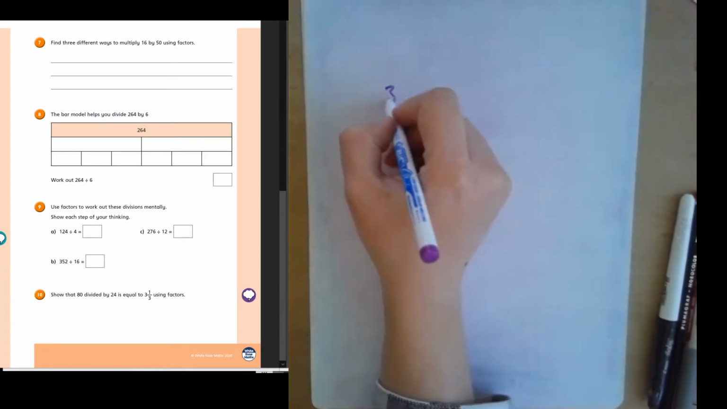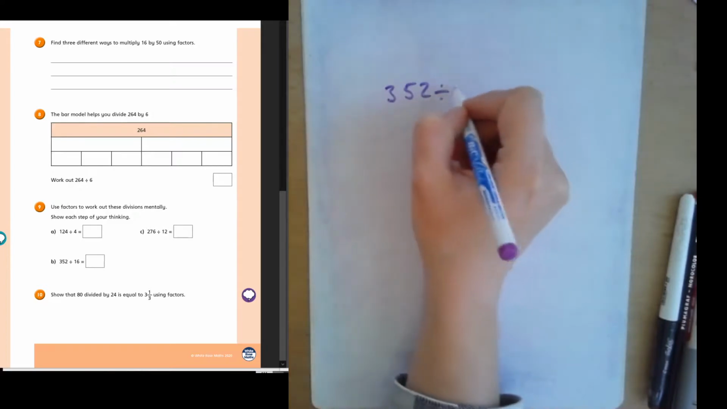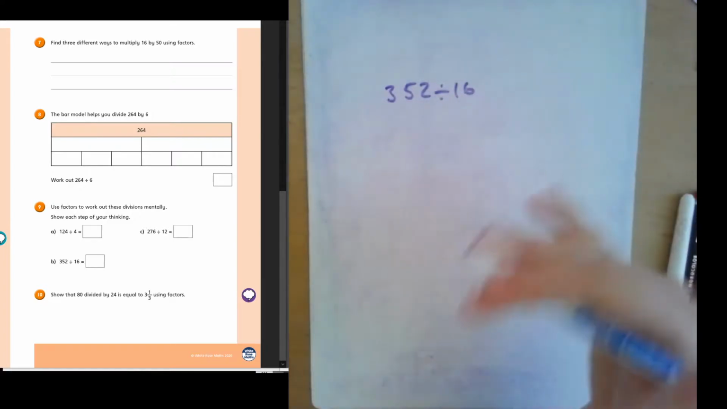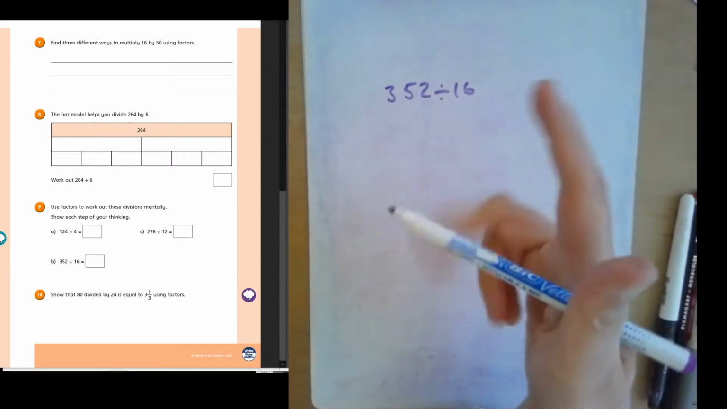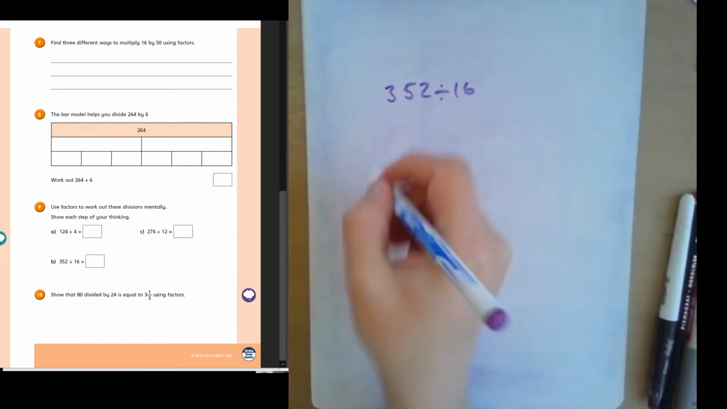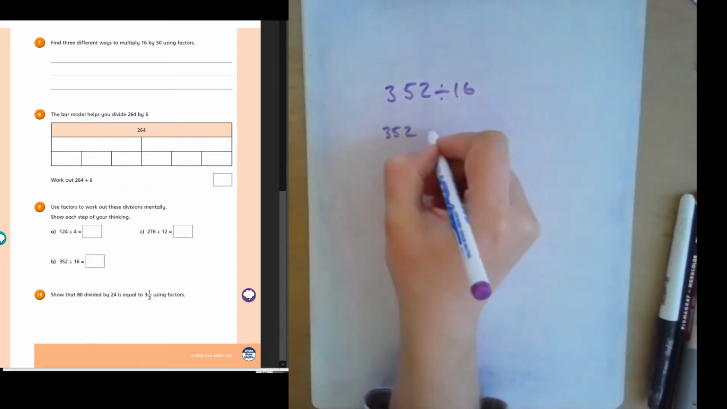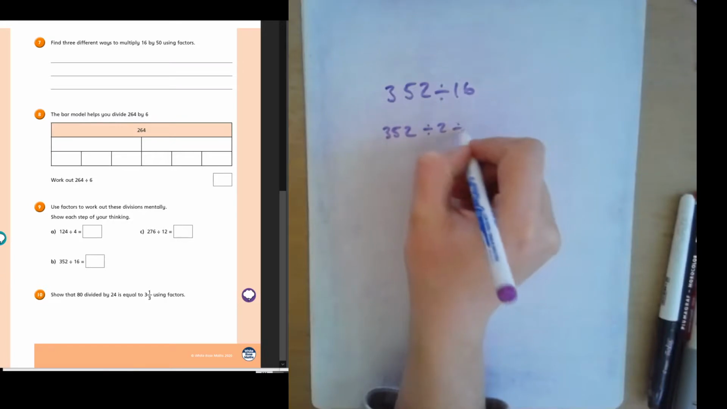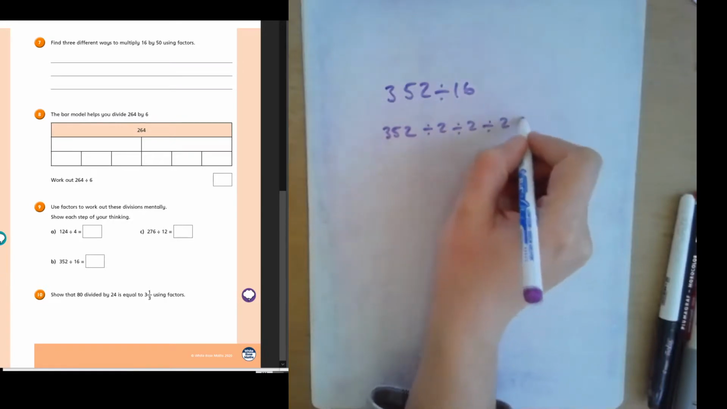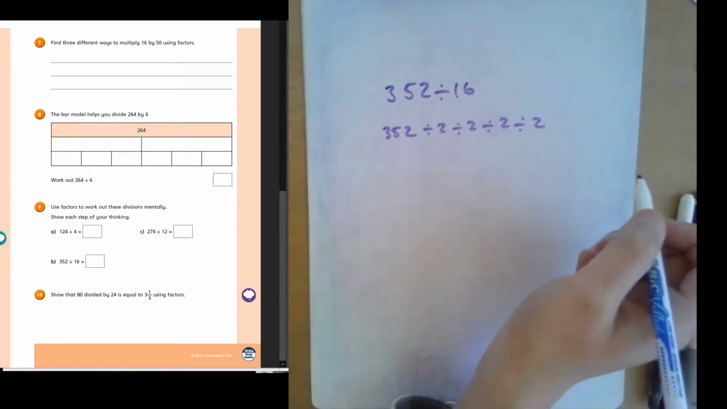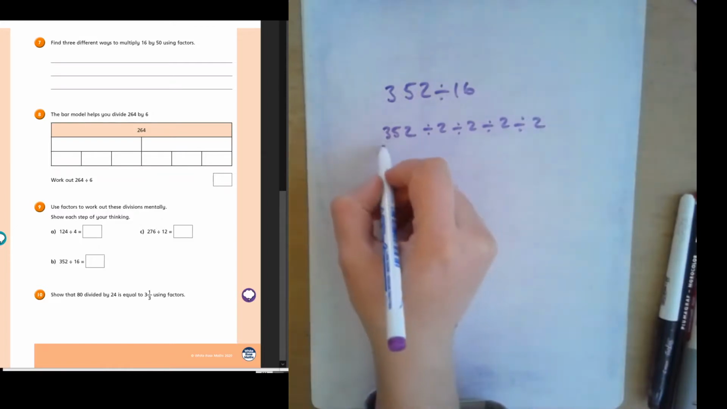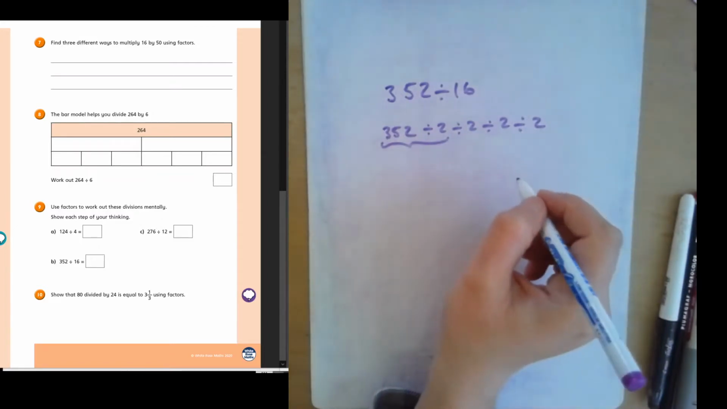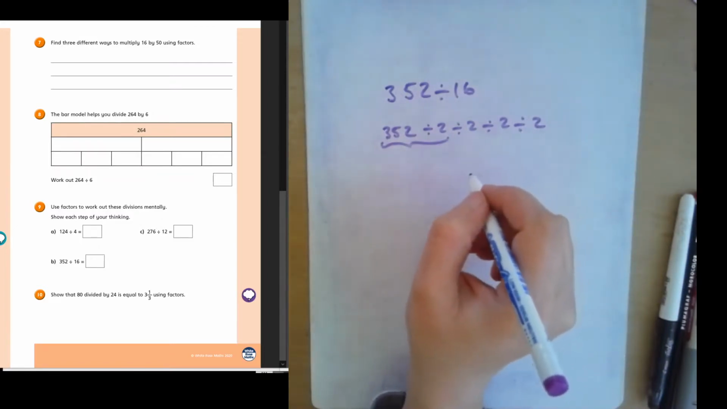And then you have 352 divided by 16. Okay, so 16 is just 2 times 2 times 2 times 2. So it's just 4 lots of 2. So you've got 352 divided by 2, then divide by 2 again, and then just divide it by 2, like 4 times.